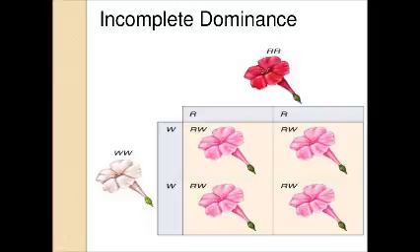Incomplete dominance is shown in this diagram of a Punnett square. We have one red flower and one white flower. When these two flowers are combined, their offspring are not red or white, they are pink, which is a mixture of red and white. So incomplete dominance is basically mixing a gene to create a new gene expression.